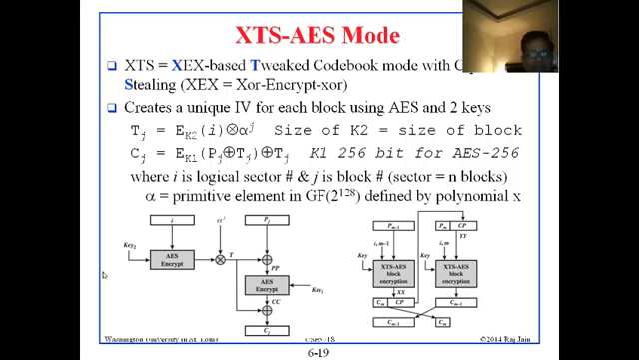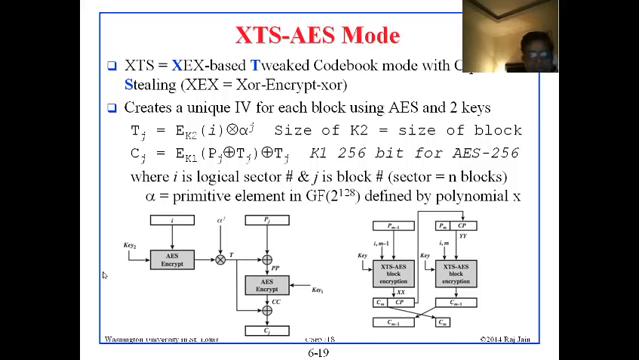So basically on the disk, each sector might be, let's say, 512 bytes or maybe larger, depending upon what sector size you selected. And your block size will depend upon what encryption key size you use. So you could have more than one block in each sector. So for the ith sector, j is the block number, and the i is encrypted with key 2, then exclusive OR with alpha raised to j.